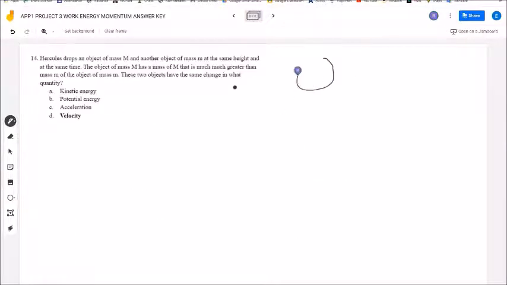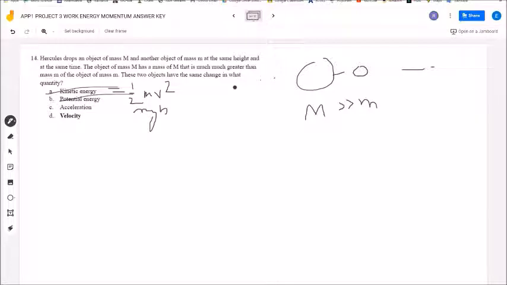Object 1, object 2, right? This one is mass M, the other one is mass small m. You know that mass M is much greater than mass small m. Hercules drops both at the same time from the same height, so the height's the same, the time is the same, right? Which quantity is going to have the same change?